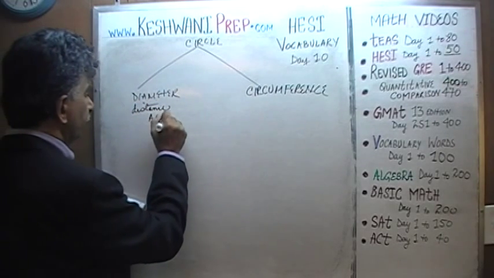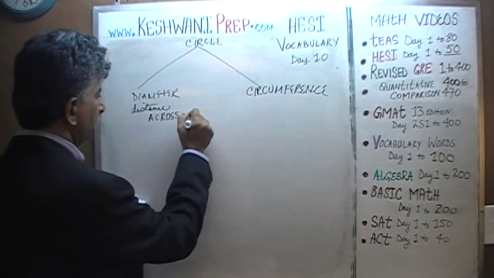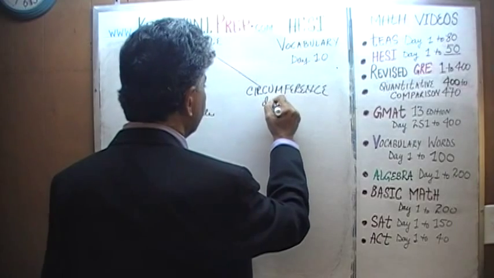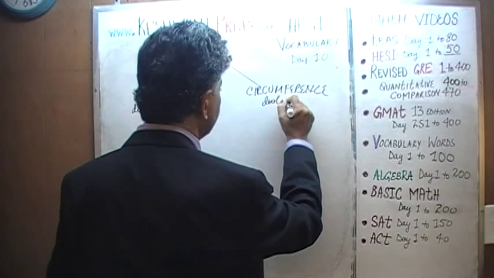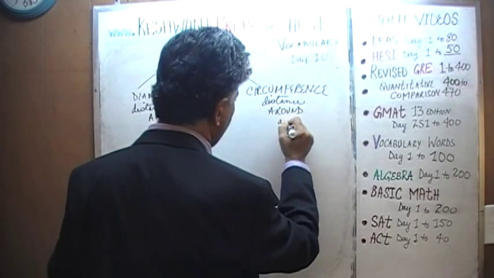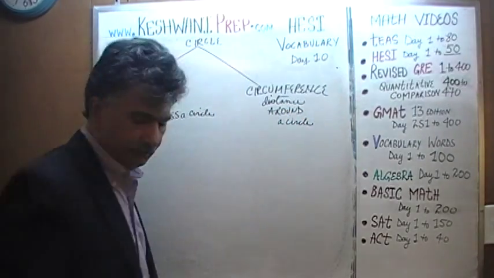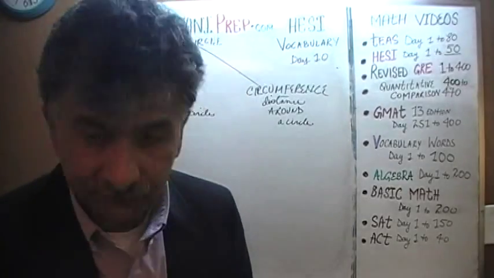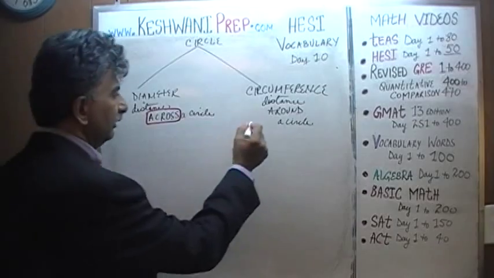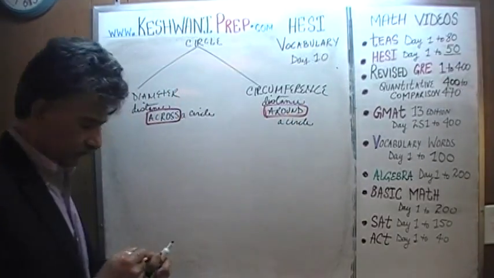Diameter is a distance across a circle, as opposed to circumference, which is the distance around a circle. That's the gist of it. It is a distance across a circle, this is the distance around the circle.